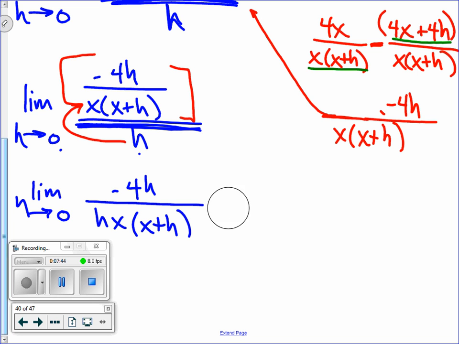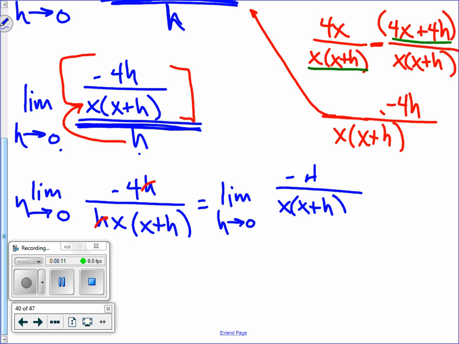And my denominator is a sequence of multiplication. The h is being multiplied by the x being multiplied by this binomial. So the h that's on the top can cancel with the h that's on the bottom. And we have the limit as h approaches 0 of negative 4 over x times x plus h. That's a negative 4.